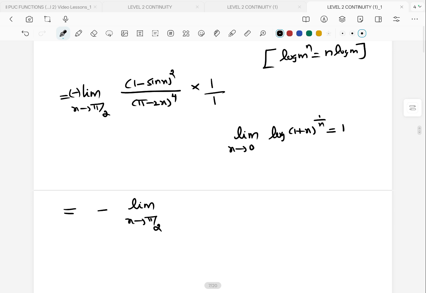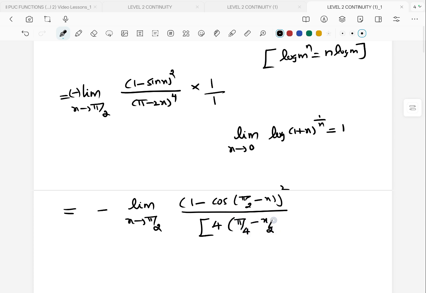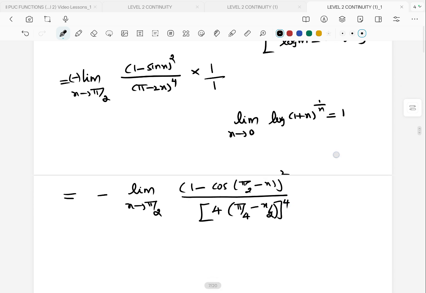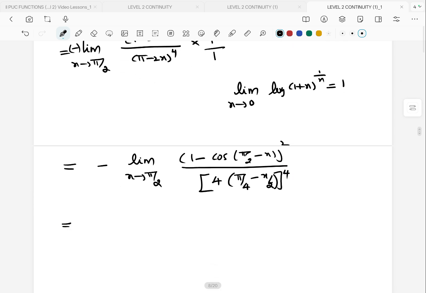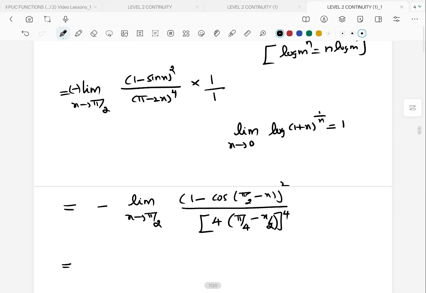Let me write the numerator as (1 minus cos of (pi by 2 minus x)) the whole square. Denominator, let me take 4 common. So you will get (pi by 4 minus x by 2) whole power 4. Because if you put x as pi by 2, sin pi by 2 is 1. 1 minus 1 is 0. Denominator also becomes 0. So there is a 0 by 0 indeterminate form. So we need to simplify, which is what I am trying to do now.